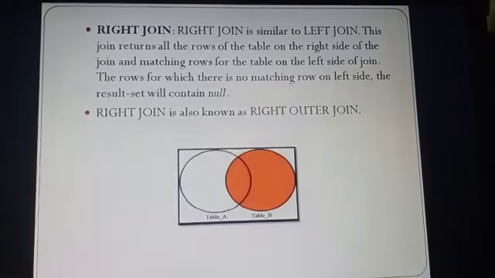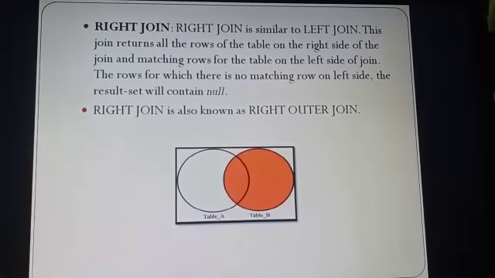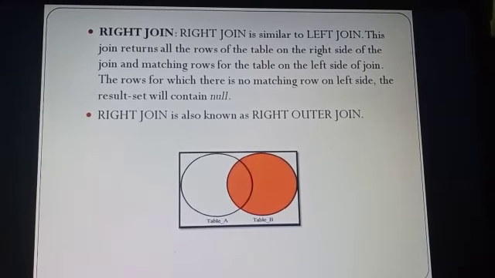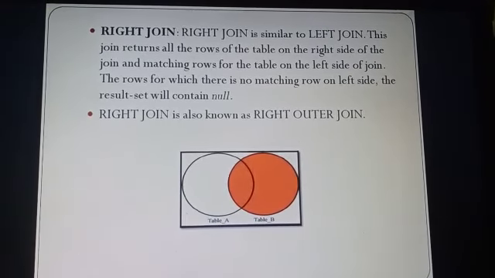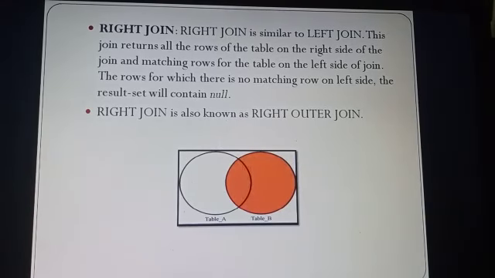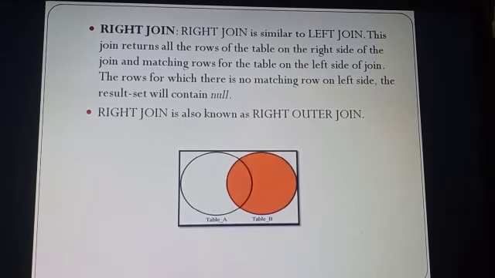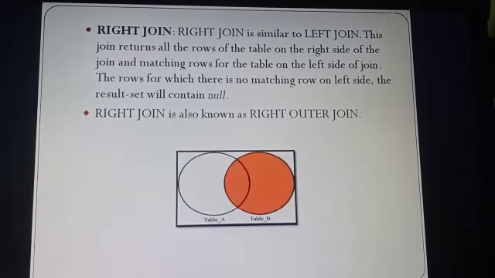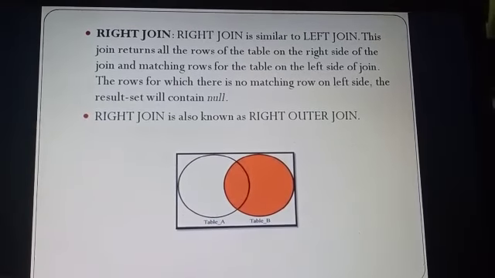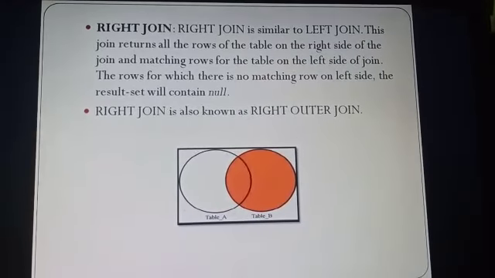Next type is right join. Right join is similar to left join. This join returns all the rows of the table on the right side of the join and matching rows for the table on the left side of the join. This join is also known as right outer join. From the Venn diagram, it is clear that it will retrieve all the rows of table B, and if the matching row is not present in the left table, then it will give null as a value.